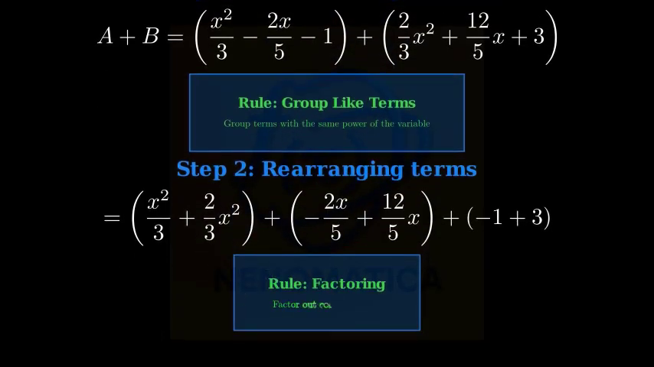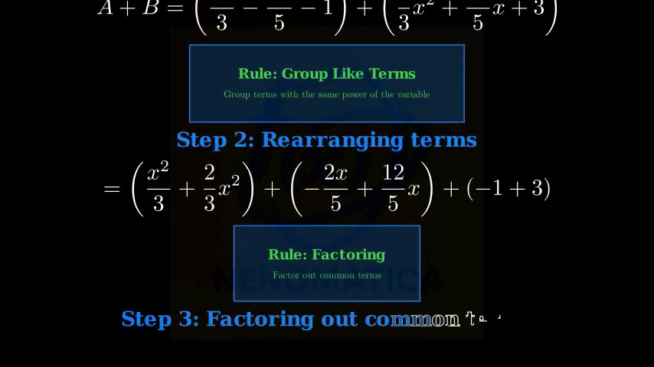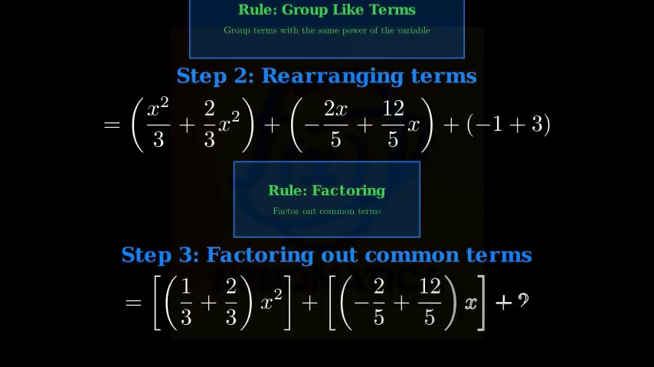Step 3. Let's factor out the common denominators in each group term. For the x squared terms, we can factor out 1/3, getting 1/3 plus 2/3 times x squared. For the x terms, we factor out 1/5, getting negative 2 plus 12 times x. The constant terms remain as negative 1 plus 3.